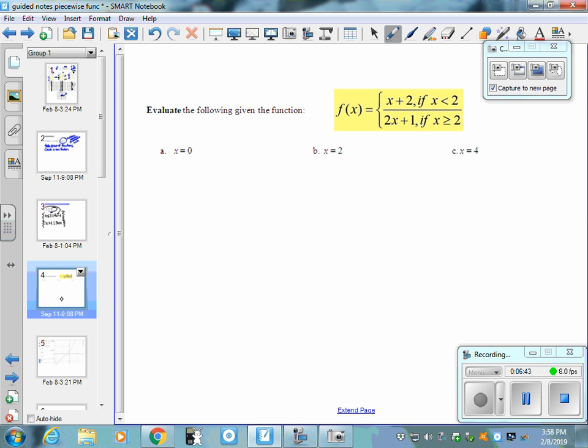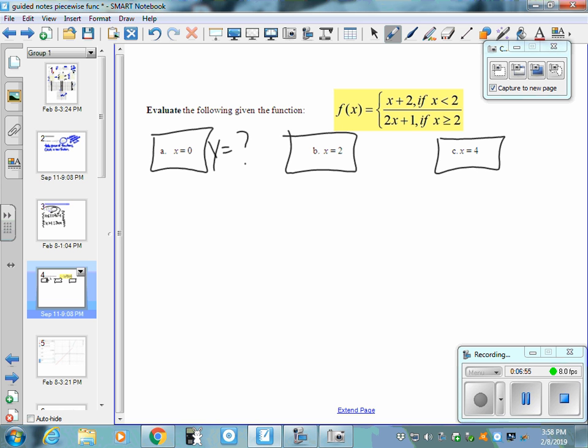the evaluate. What you're going to do with these is we're looking at where is x equal to 0, where is x equal to 2, and where is x equal to 4. What is your y when it is that? So what we're going to do, evaluate means plug in for your x. Okay, so in this, you're going to plug it in for your x.